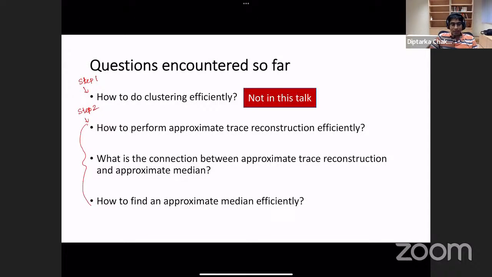Okay, so maybe let's take a pause for a few seconds, and if any of you have any questions so far on this problem formulation, you can ask me.